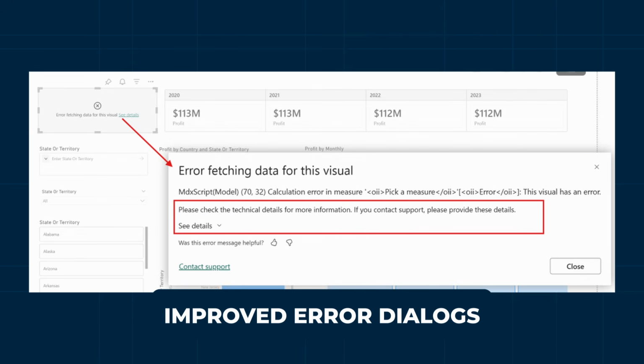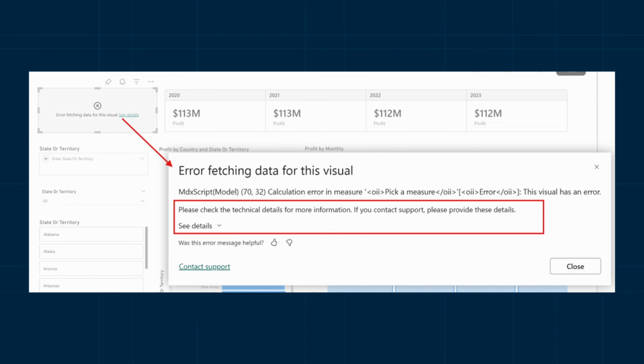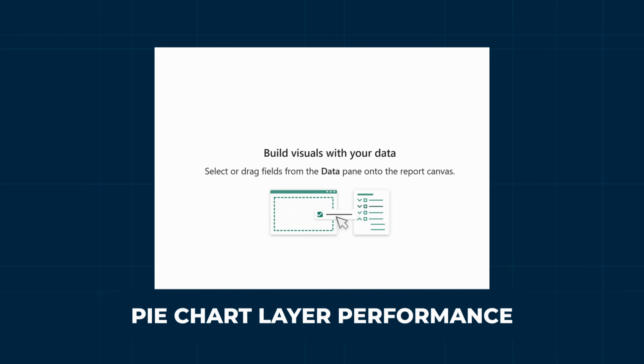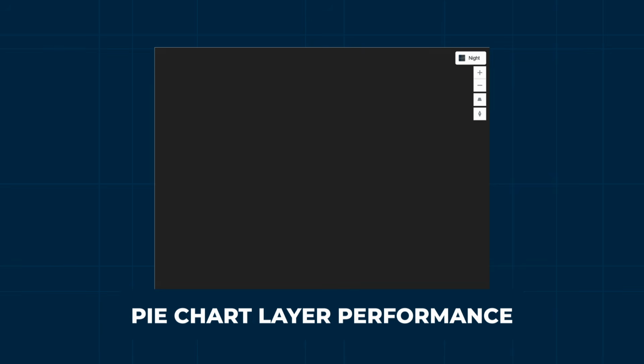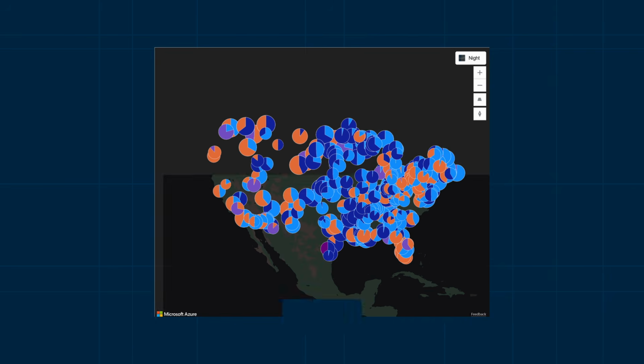Error dialogs on Power BI Desktop are now improved, giving you a bit more verbose error rather than something obscure like how it used to do before. So hopefully this will make it easier to debug issues in the future. Pie charts performance in Azure Maps has been improved, so it should render faster than before.